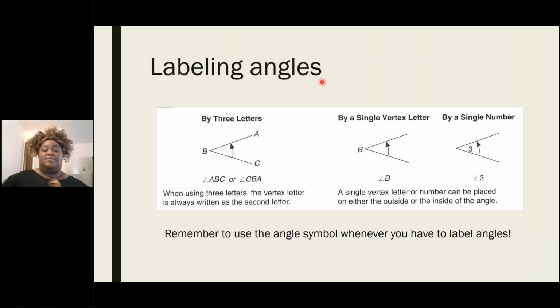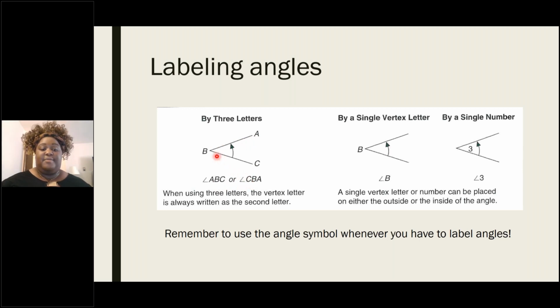So, labeling angles. An important concept with angles is that we have to label them a particular way, and there are 3 different ways that we'll label them. The first way is using 3 letters. You'll have angle and letters at 2 of these points and then 1 here. So this angle would be either angle A, B, C, or angle C, B, A. Both of those are correct, and you see it here.